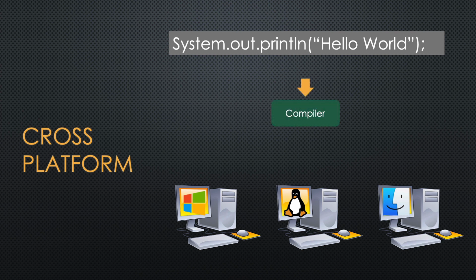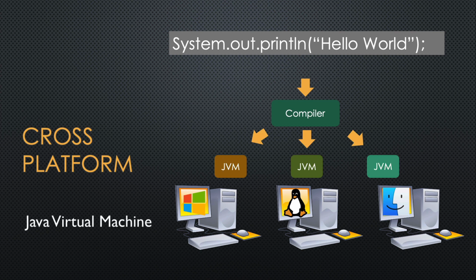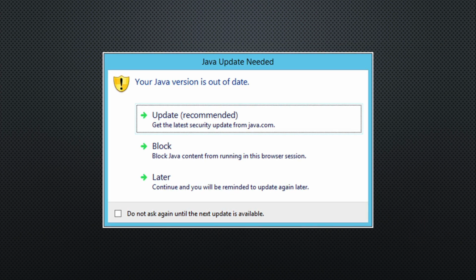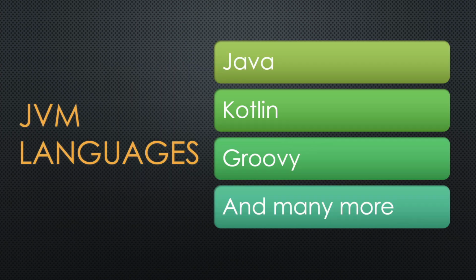You could write your code one time, compile it into bytecode, which are assembly language-like instructions, and then for each machine there would be an interpreter called a JVM, or a Java Virtual Machine, which would run the code almost in native compiled speed. And as a result, all of us users get to see these mysterious Java update messages, which nobody really understands what they are, but they're vital for making Java applications work on your operating system. Java is not the only language that can compile to a JVM. There's others such as Kotlin and Groovy, and many more.